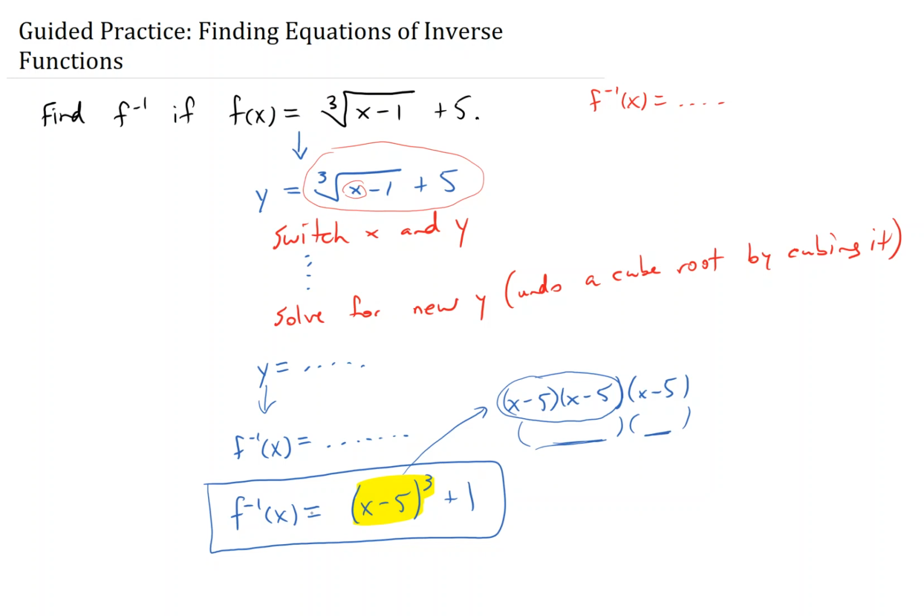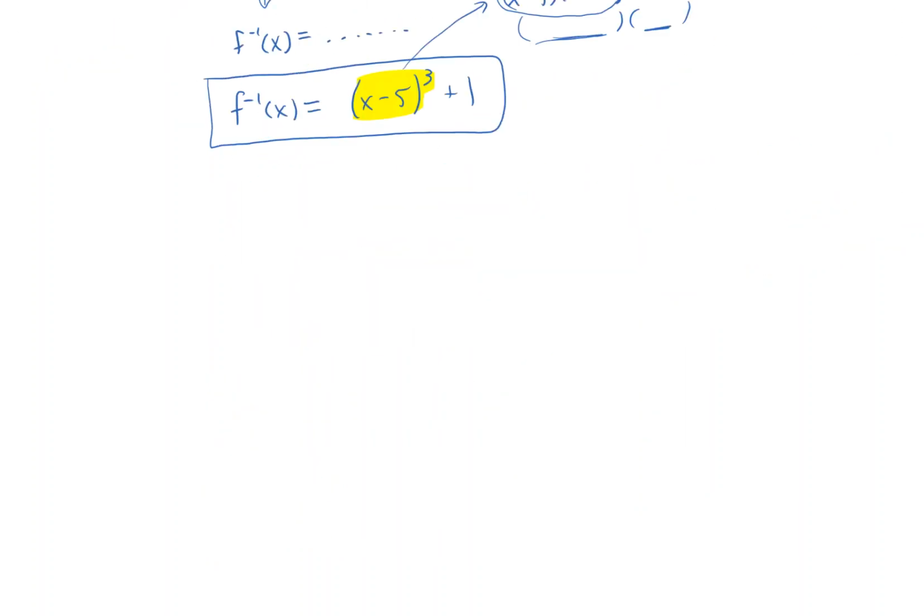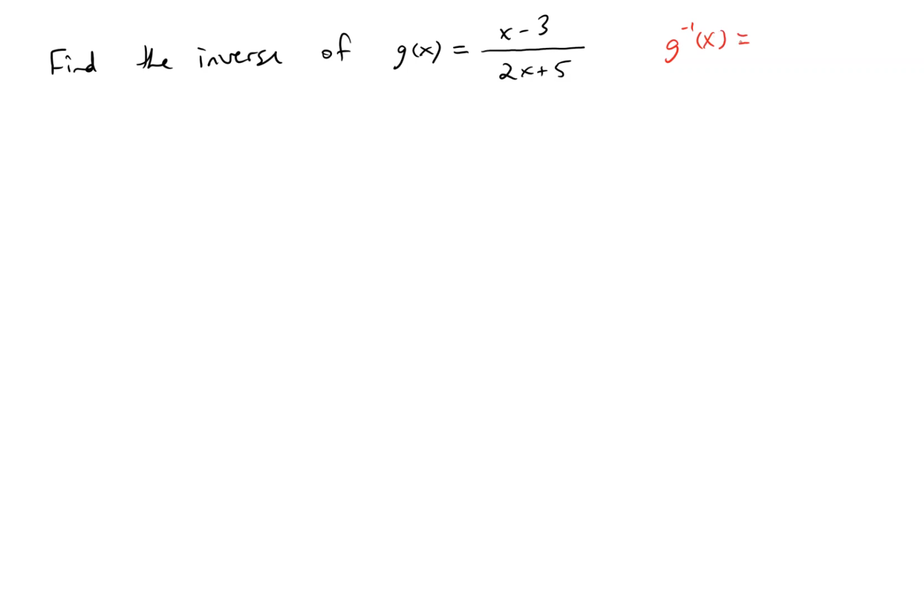Okay, let's walk through the next example. The next problem is to find the inverse. I'm using slightly different language here. Find the inverse of the function g of x equals, it's going to be a rational function, it's going to be a fraction. So g of x equals x minus 3 over 2x plus 5. So the goal here again is, our final answer should be g inverse of x equals some formula. Okay?